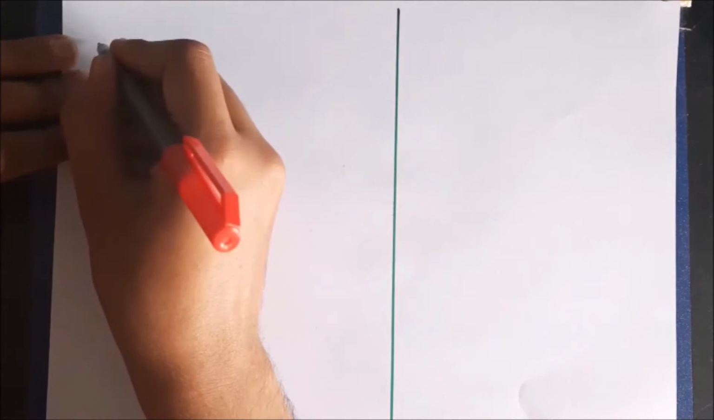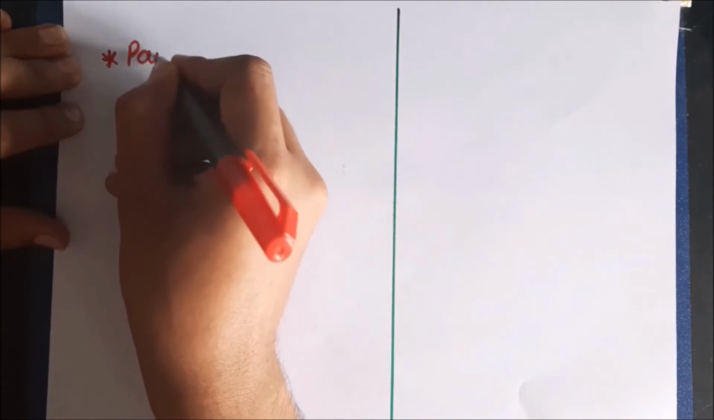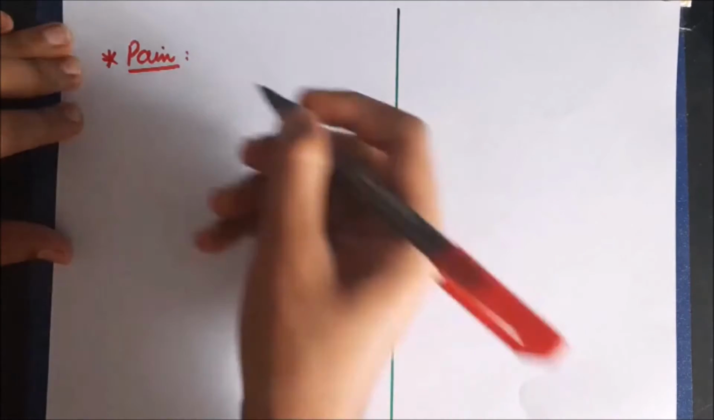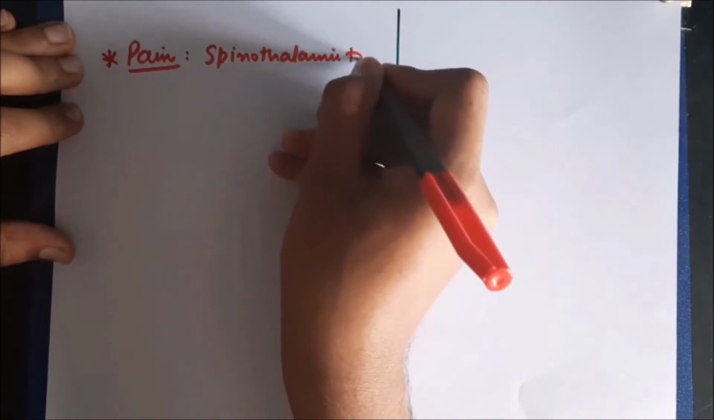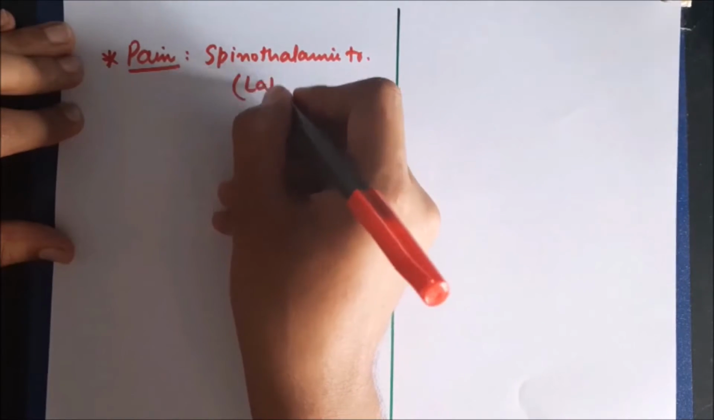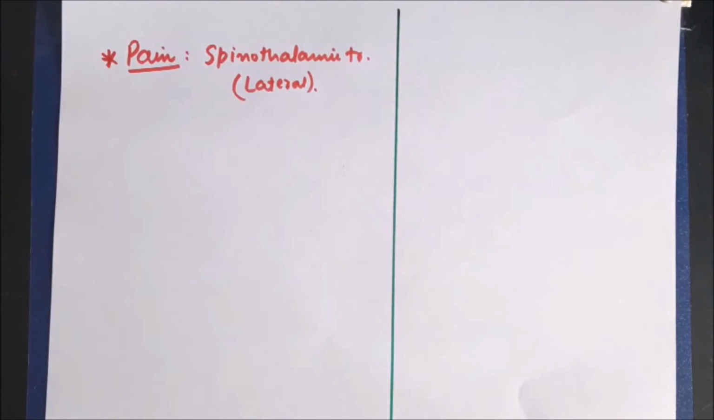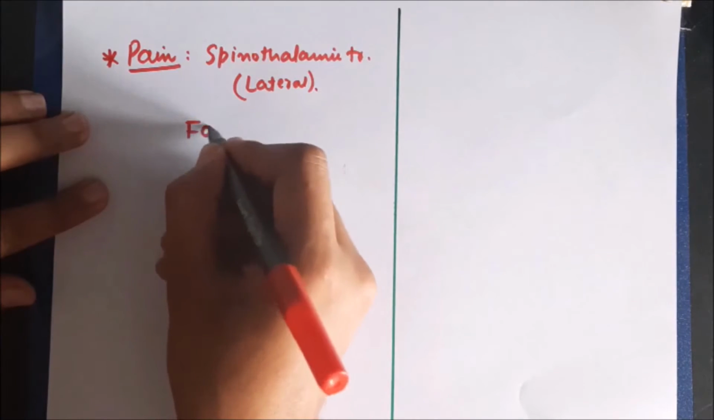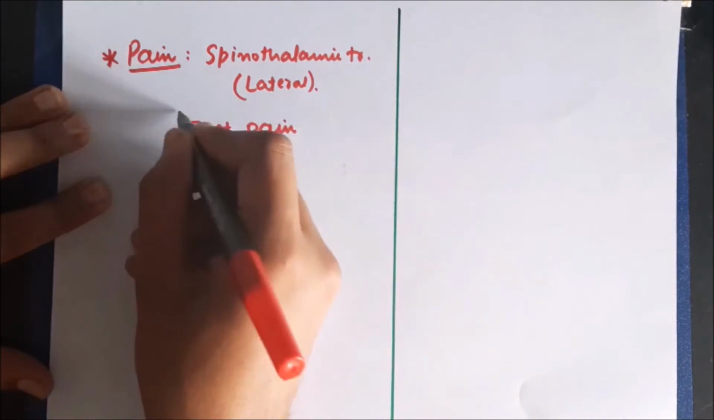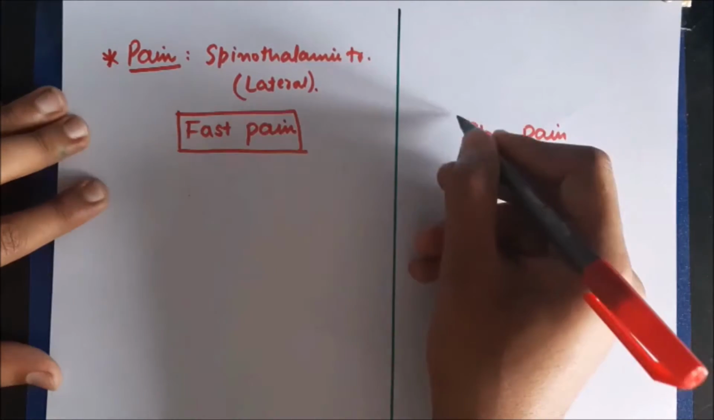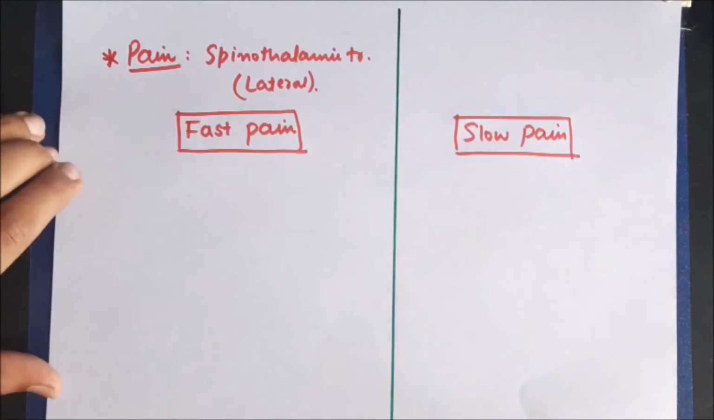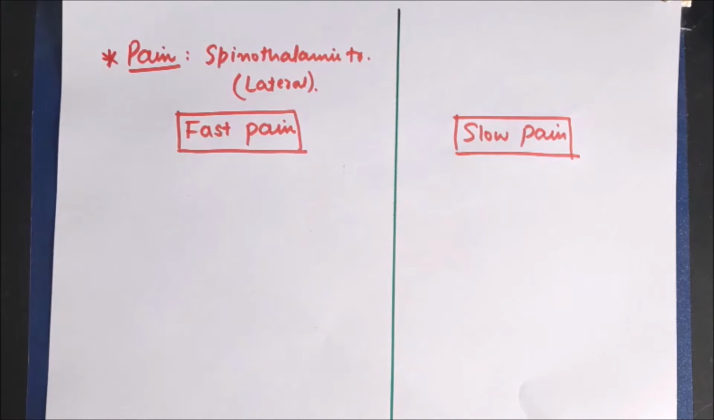Now we'll discuss one of the important sensations which is carried by this tract, which is called pain. So let us try to understand the physiology of pain. As we all studied, the sensations for pain are carried through spinothalamic tracts. Now, in the spinothalamic tracts, there are actually two types of fibers for pain. Some fibers carry the sensation of fast pain, and some fibers carry sensations of slow pain. So there are differences between these fibers.